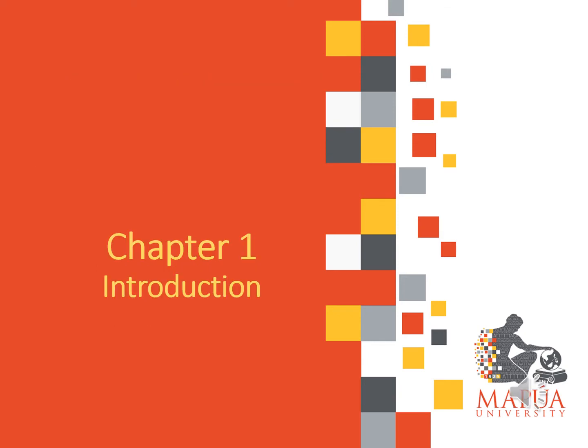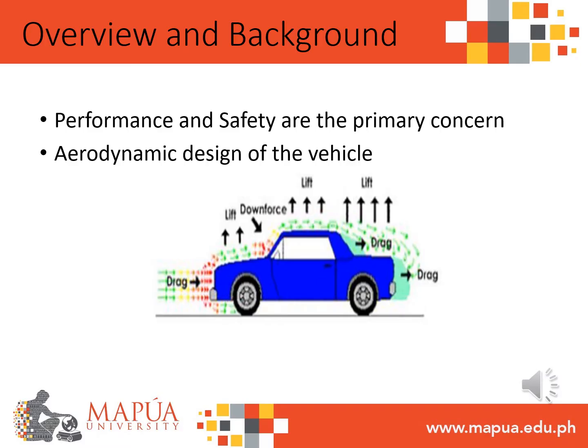Good day. My name is Patrick Tenorio and I'll be reporting Chapter 1 Introduction. Overview and Background. The automobile's performance and safety are the primary concern of engineers tasked to design them. Proper aerodynamic design of the vehicle is important. Parameters like drag and lift need to be observed to reach the optimum performance of the vehicle.